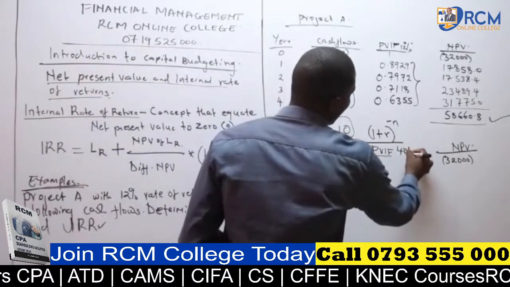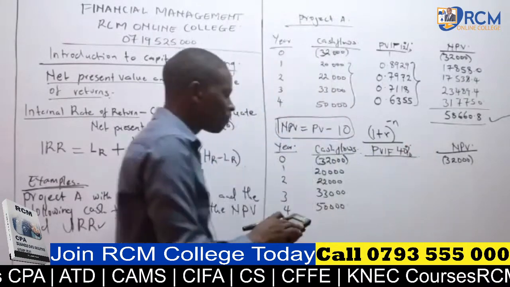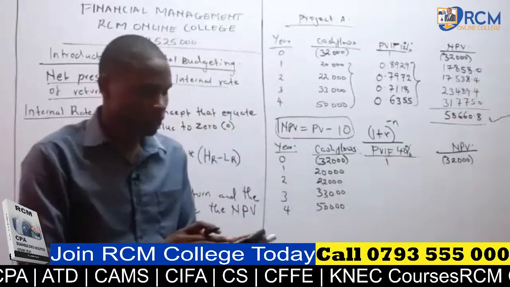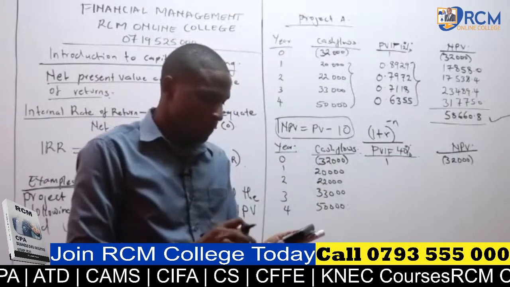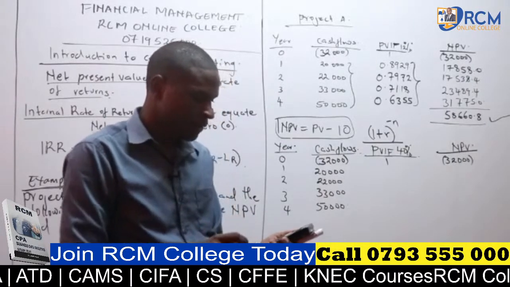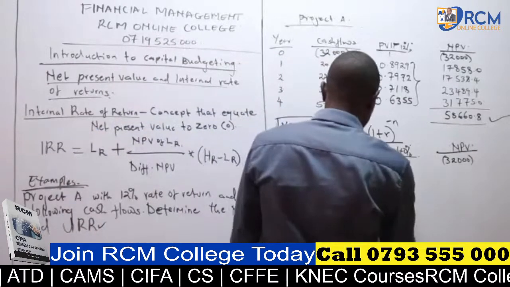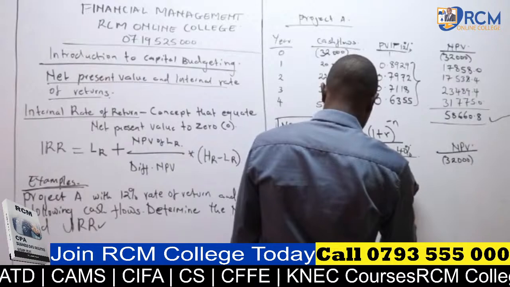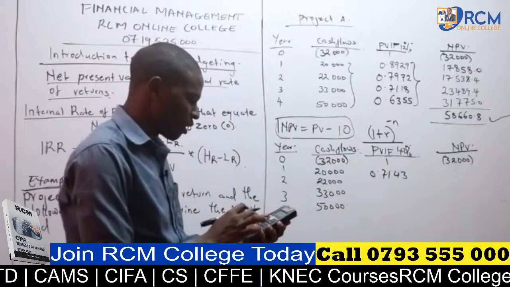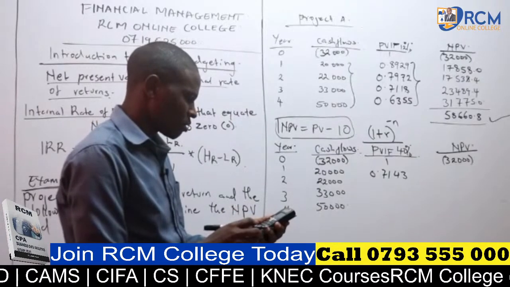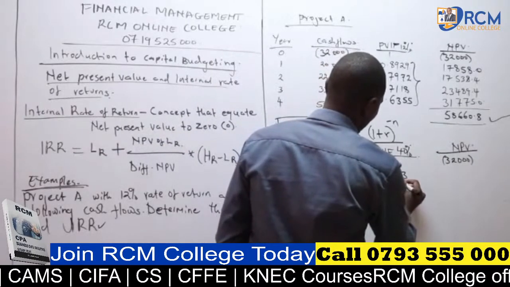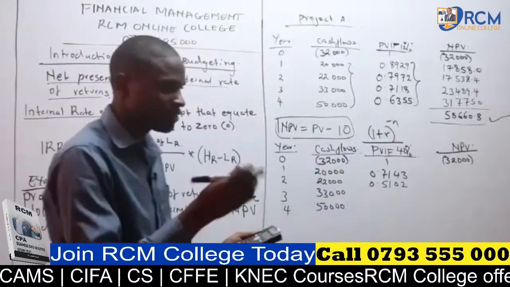Let me use 40%. So I'm having this is one still. That one will not change. So 1.4 raised to power negative 1 is 0.7143. I go to the next one. 1.4 raised to power negative 2 is 0.5102. How I wish that this one can give us what we want.